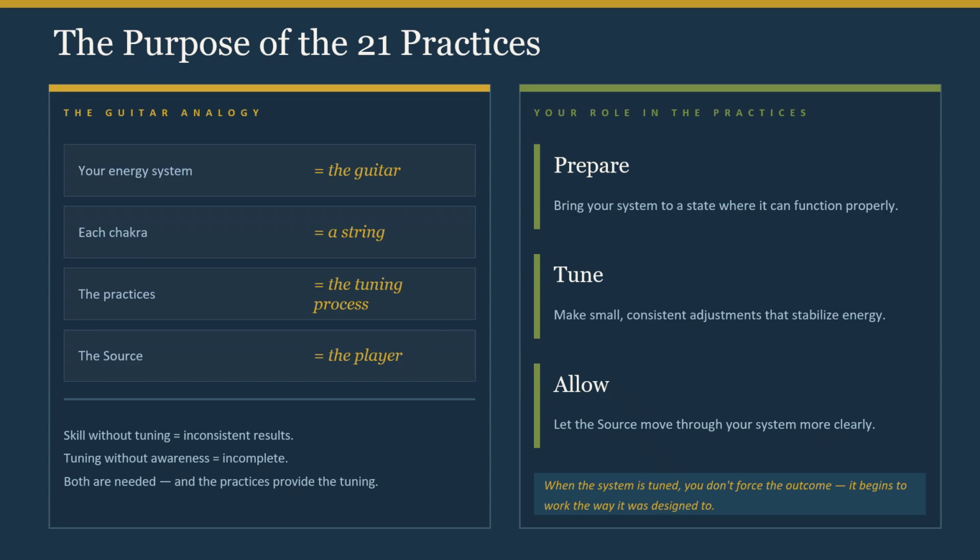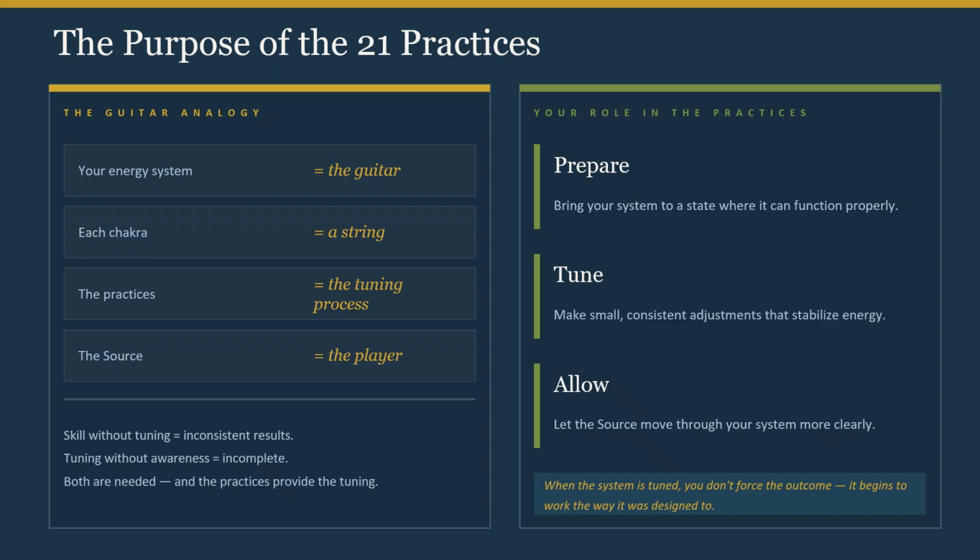A simple way to understand this is through an analogy. Think of your energy system like a guitar. Each chakra is like a string on that guitar. For the instrument to function properly, each string has to be tuned to the correct tension. If a guitar is out of tune, it doesn't matter how skilled the person playing it is, it's not going to sound right. In the same way, you can have discipline, intelligence, and effort. But if your energy system is out of tune, your results will feel inconsistent and forced.